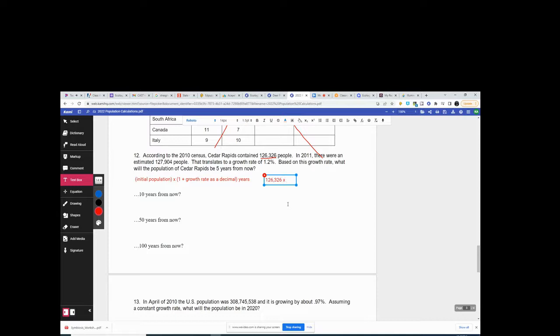times 1 plus the growth rate as a decimal. All right, you can see right here. Here's the growth rate, but that is as a percent. So to turn that into a decimal, we got to move that decimal over once, twice. So that's going to be 0.012.